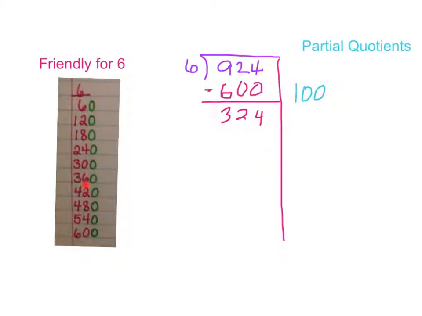Okay, so I repeat this process. Now I need to go look at my friendly for 6 numbers and find the greatest friendly number that does not go over 324. This is my new dividend. So I look and I see that I've got 240, that could work, but I could get bigger than that. 300 is pretty good. 360, oh, too big, can't go there. So I'm going to go with 300. So I write my 300. Oh, that looks terrible. Let me write that more clearly so you can see it.